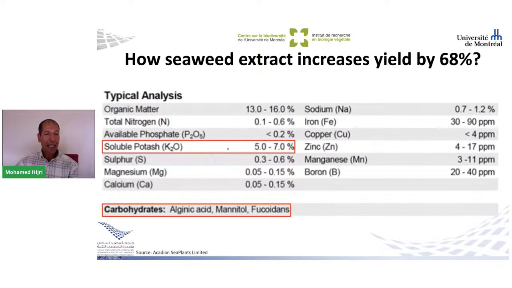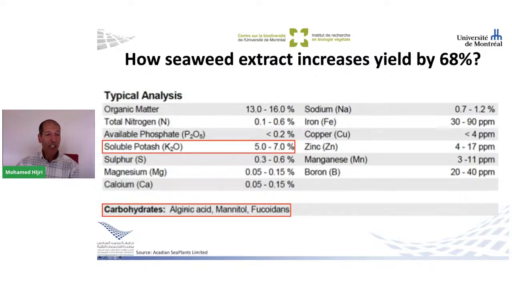Of course, that seaweed contains potassium. Why? Because we used KOH to hydrolyze algae. And I was really curious with this one here with carbohydrate. In addition to these elements, they contain mannitol, fucoidans, and alginic acid, but also other flavonoids.